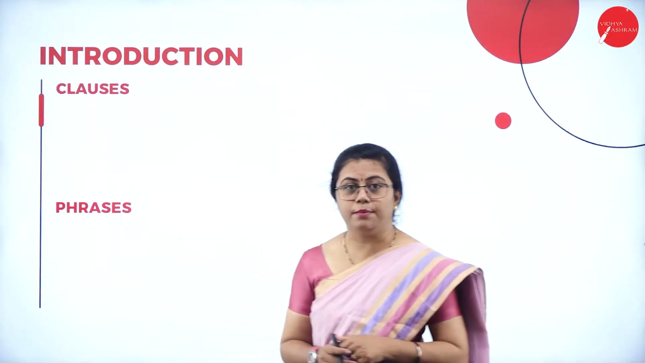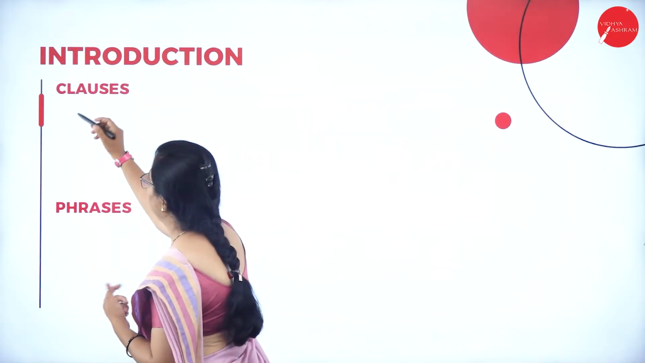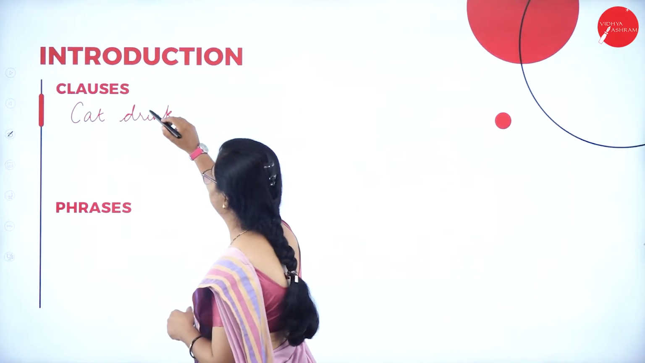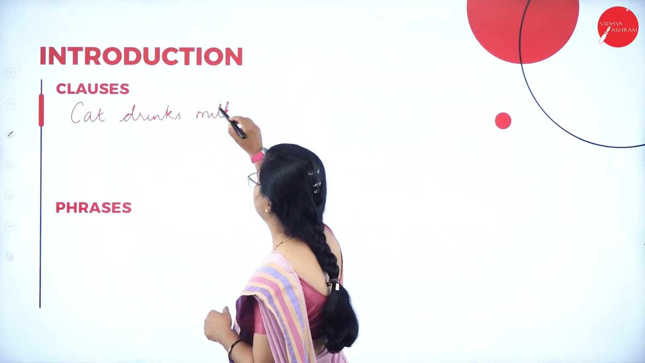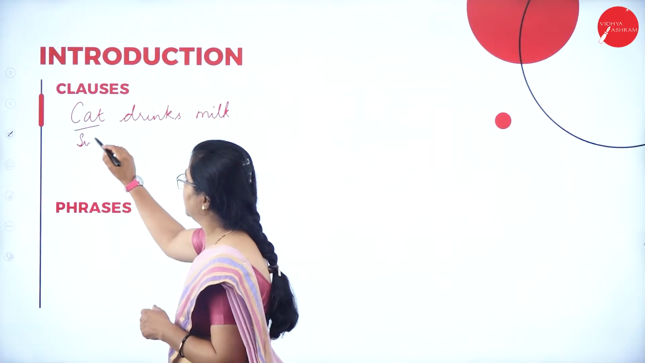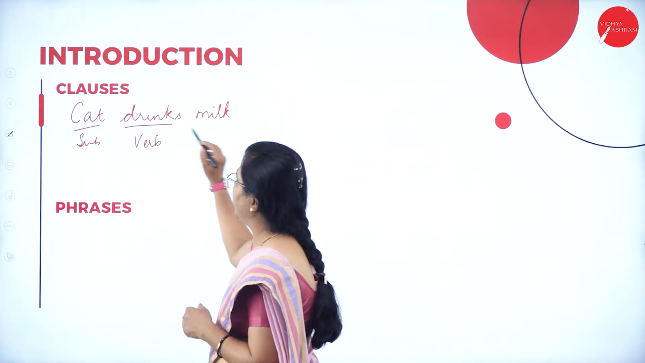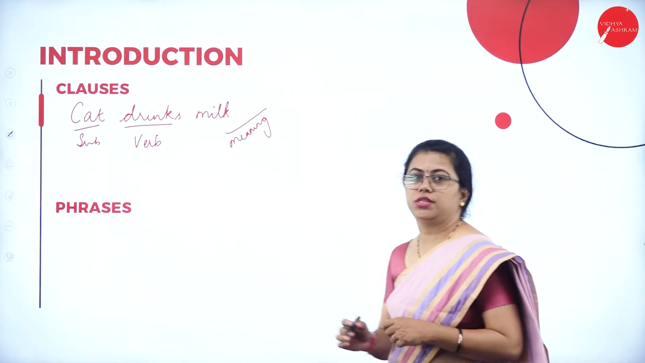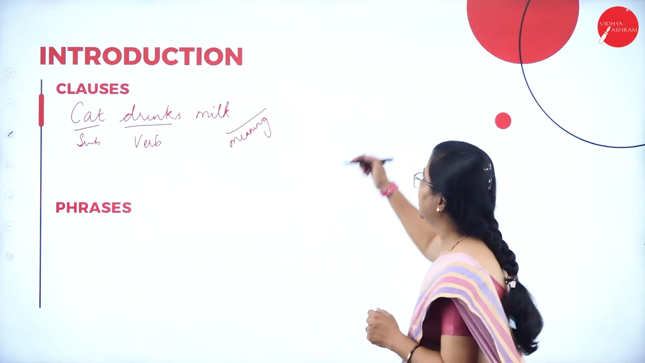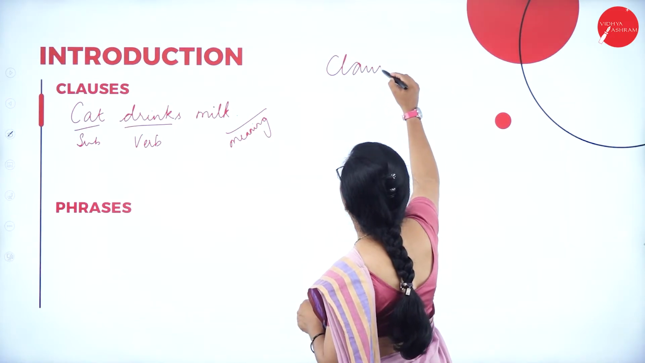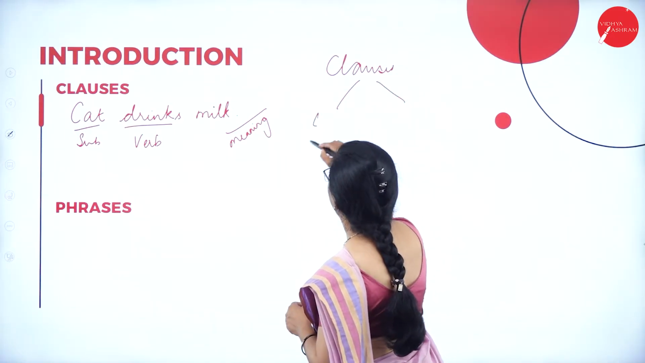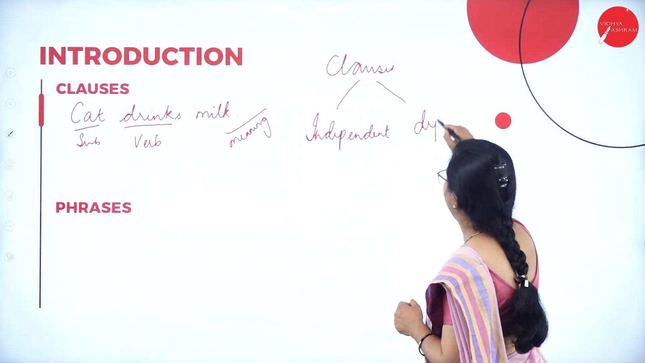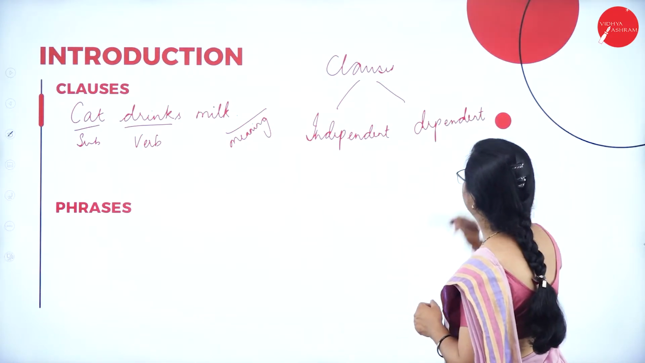So let me give you an example of a clause here. Suppose the basic example is like, cat drinks milk. So here you can see there is a subject and there is a verb and it is giving complete meaning also. Fine. This is called a clause. There are two different types of clauses for us to understand. One is independent clause. Under clauses, we have independent and dependent. Independent and dependent clause. So what is a dependent? What is an independent clause?